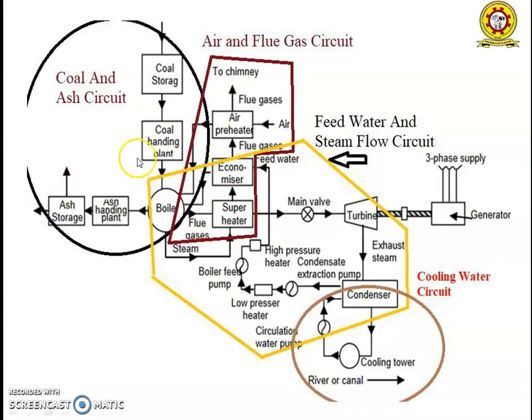These are the 4 circuits of the steam power plant. First one is the coal and ash circuit, and second one is the air and flue gas circuit, and the third one is the cooling water circuit, and the fourth one is the feed water and steam flow circuit. These can be explained in our next class. In this lecture, we discussed what is meant by a steam power plant and the working of the steam power plant.